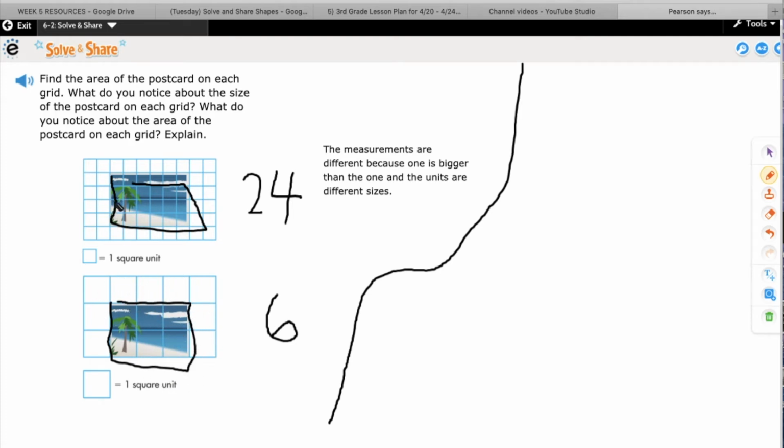The same shape. Because look at this. If I make this, oh, these are ugly boxes, Miss Samson. If I make that square look like this square, they are the same, but because their square units were different, they are different square units, but technically they're the same.